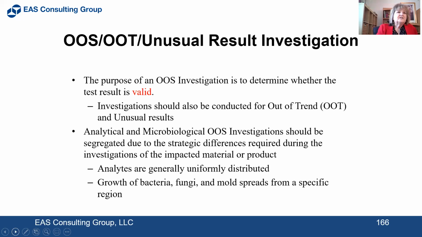The reason you're going to do two different kinds of investigations is that analytes for chemicals are generally uniformly distributed. Anywhere you take a sample, you're going to get the same number. But for micro, growth of bacteria, fungi, and mold spreads from a specific region. And the example I always see is a piece of bread. You don't get mold that grows all over it. It starts in a corner and spreads, or wherever it was contaminated.